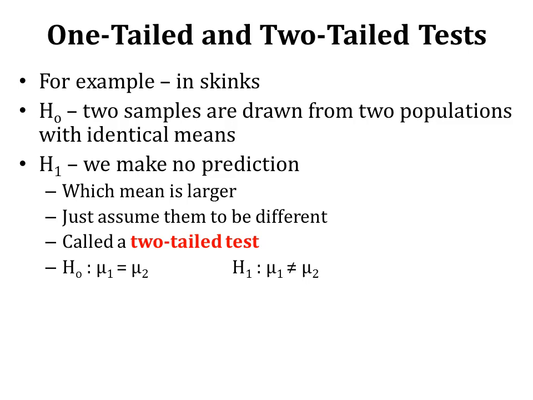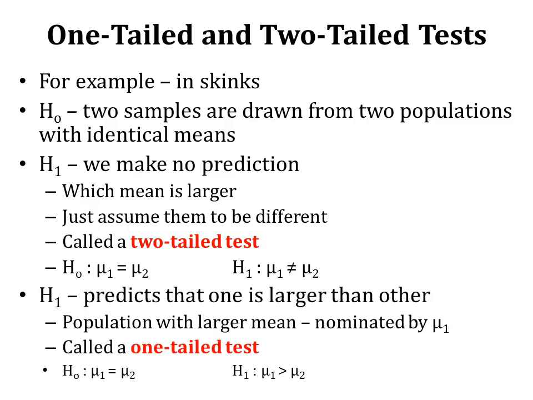So in the alternate hypothesis, when we make no prediction about which mean is larger, we just assume that these means are different, then this is known as a two-tailed hypothesis, and that kind of test is known as a two-tailed test. So in that case, the null hypothesis is that their population means are identical, and the alternate hypothesis is that their population means are not identical.